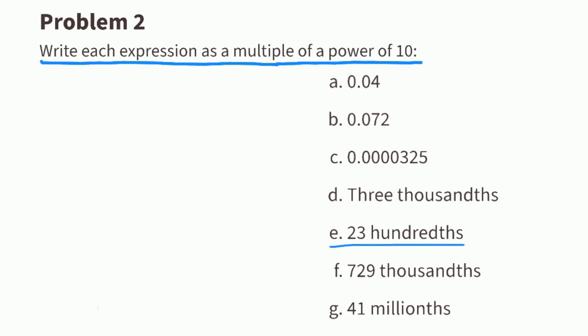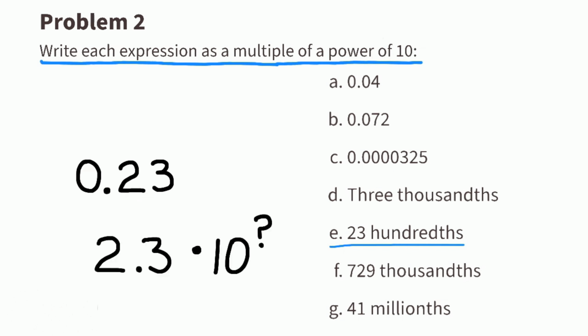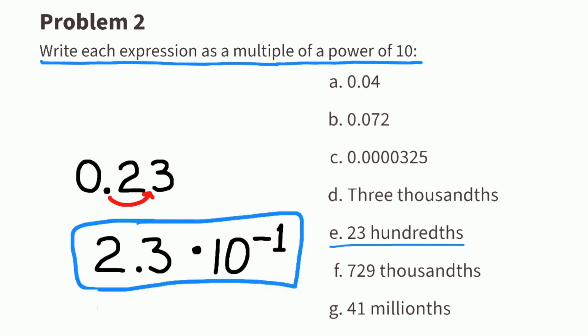E, 23 hundredths. That means that the 3 is in the hundredths place. So we can write this as 0.23. To write this expression as a multiple of a power of 10, we can write 2.3 times 10 to a negative power because 23 hundredths is a decimal. And since the decimal is only 1 place to the left of the 2, then the exponent is a negative 1.